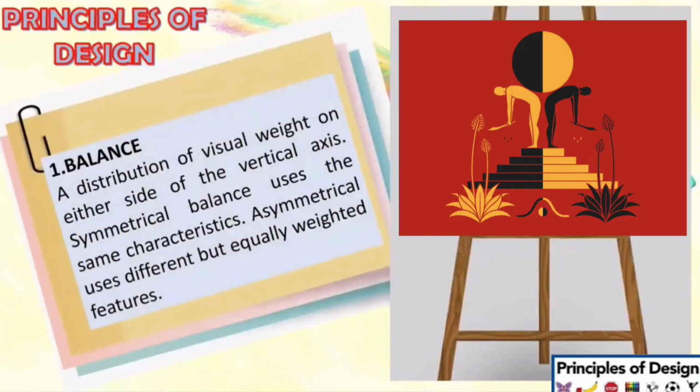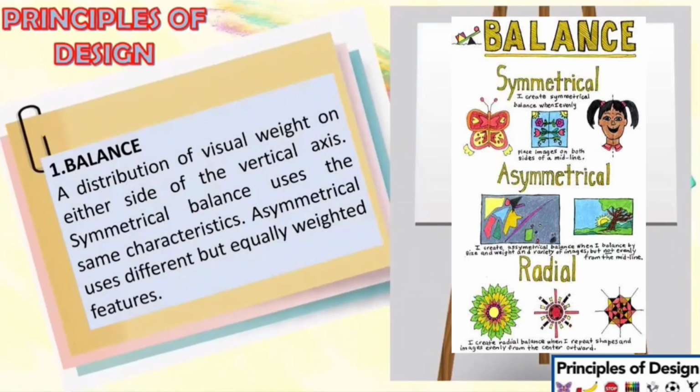Number 1, we have balance. The distribution of visual weight on either side of the vertical axis. Symmetrical balance uses the same characteristics. Asymmetrical balance uses different but equally weighted features.